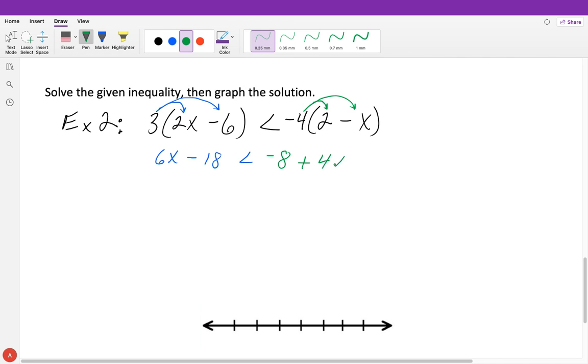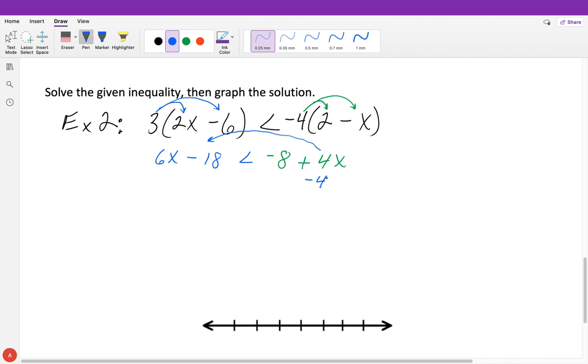So then we will do negative 4 times 2, which is negative 8, and negative 4 times negative x, which is then positive 4x. And now, just like we would have before, we need to bring all of our variables to one side of our inequality. Since I don't want to have to flip my inequality, and when you're graphing, you would read your inequality left to right, I'm always going to be in a habit of moving my variables to the left.